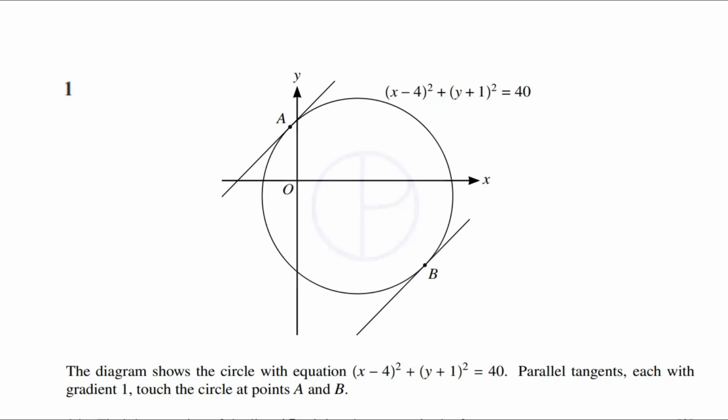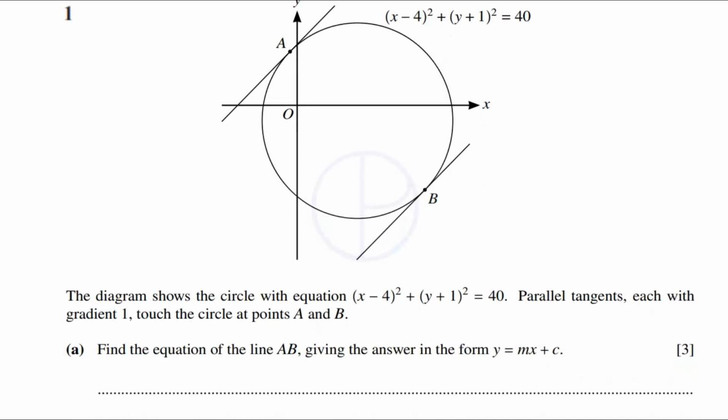In this video, we are going to look into some of the coordinate geometry questions taken from the recent past papers. The first question is, the diagram shows the circle with equation (x minus 4) the whole square plus (y plus 1) the whole square equal to 40. Parallel tangents each with gradient 1 touch the circle at the points A and B. Find the equation of the line AB, giving the answer in the form y is equal to mx plus c.